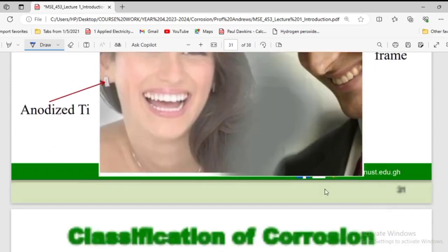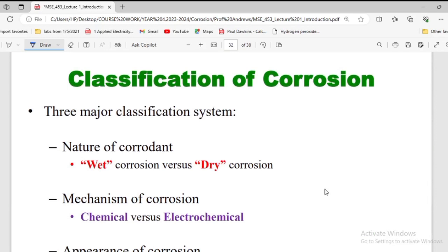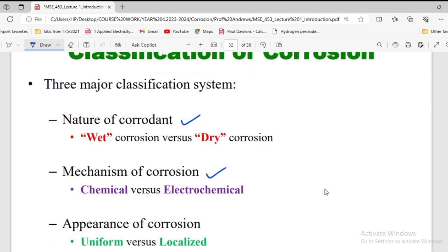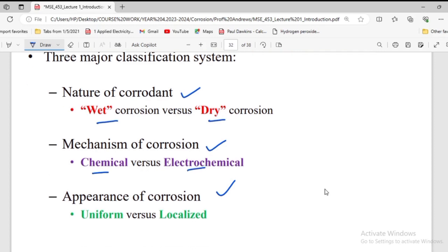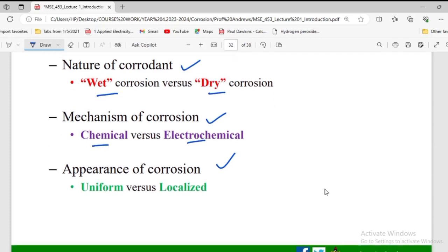You know that. Now let's look at the classification of corrosion. We have 3 major classifications of corrosion: the nature of corrodant, the mechanism of corrosion, and the appearance of corrosion. The nature of corrodant is wet or dry, so we have wet corrosion or dry corrosion. The mechanism of corrosion is chemical or electrochemical. And the appearance is uniform or localized. Let's take note of it. So let's brief on that.